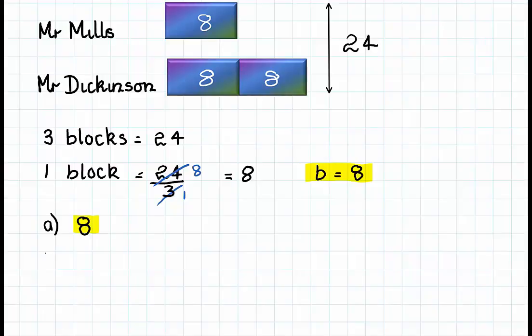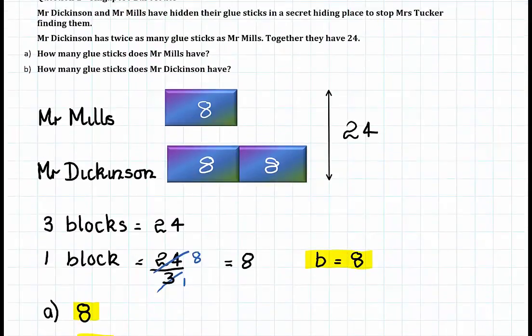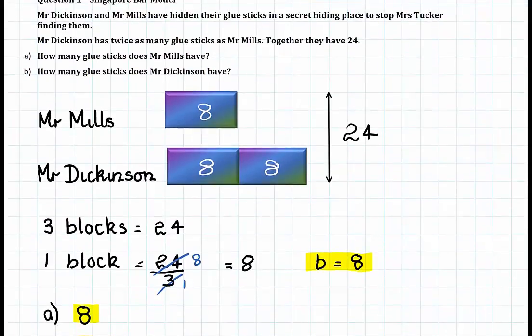Mr. Dickinson has 8 plus 8. So Mr. Dickinson has 16. Highlight his answer. So we have now solved the word problem using the Singapore bar model.